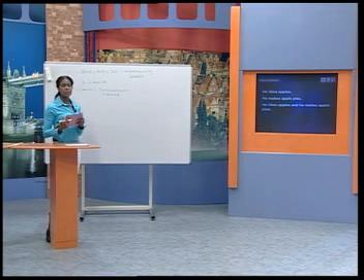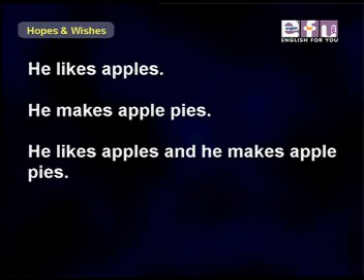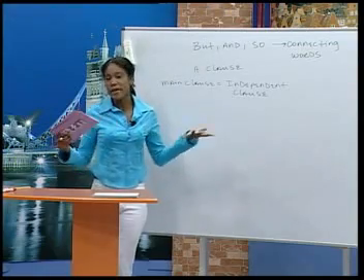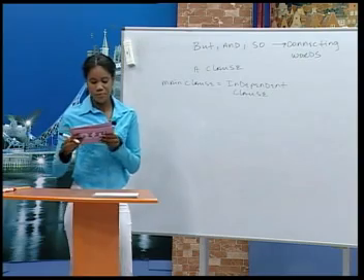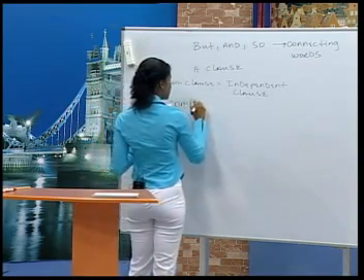Okay, this is the sentence we saw a little while ago. He likes apples and he makes apple pies. Now we have one sentence, but we also have two clauses. The two clauses are, he likes apples, second clause, he makes apple pies. Okay, this is like adding 2 plus 2, except the answer is 1. It makes one sentence. Okay, this is called a compound sentence.